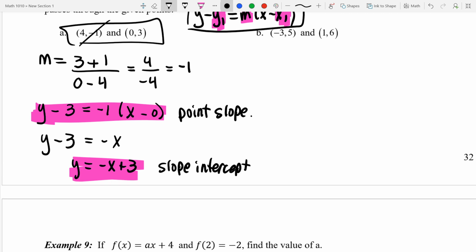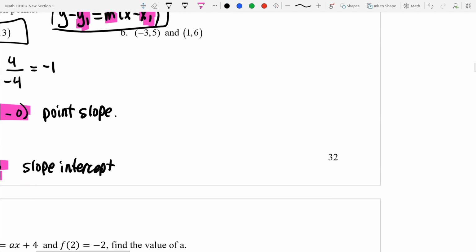Very good. Okay, 2 more, and then we're going to get those quizzes back. Okay, question B, I can't use the equation until I know the slope.